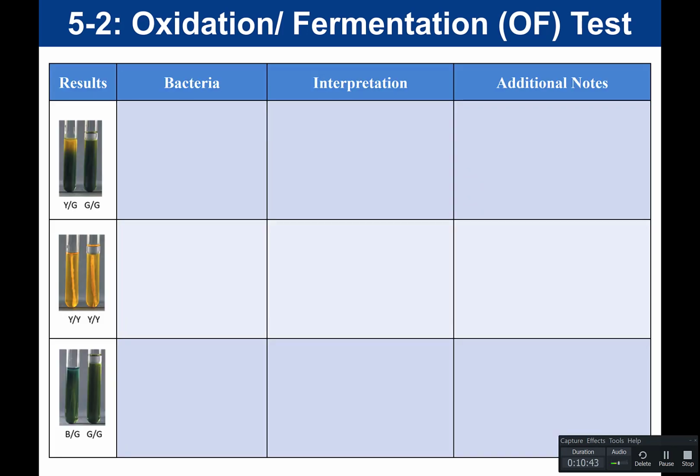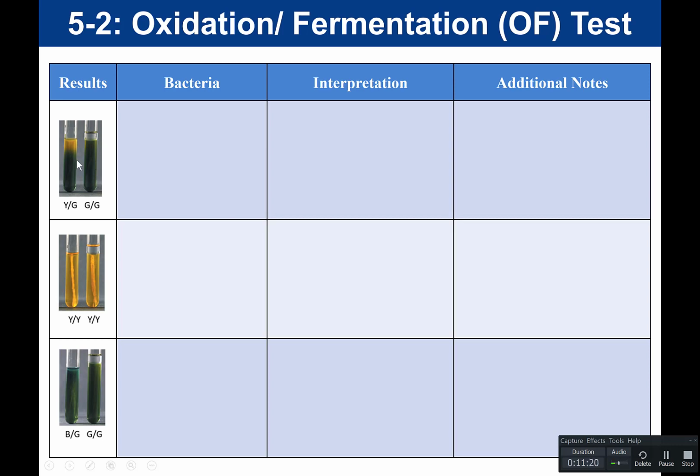So let's go over our results. Let's talk about what our results would look like. Remember that when we do this, we had 3 organisms that we were testing. We have Pseudomonas aeruginosa, we have E. coli, and we have Alkaligenes faecalis. So one set of results would look like this. Notice the tube without mineral oil is yellow on the top, green on the bottom. The tube with mineral oil is green throughout.